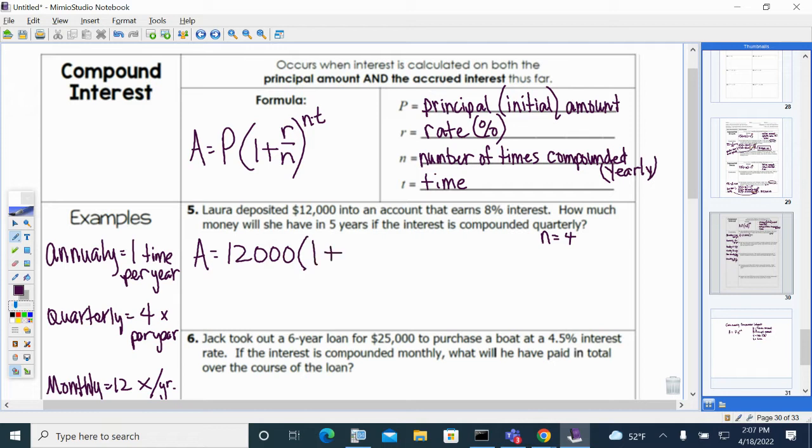1 plus R, the interest rate is 8%. So 8 over 100 is going to be 0.08, divided by N, which we said was 4. All of that's going to be raised to the N times the number of years, which is 5. So let's just stick all that in the calculator.